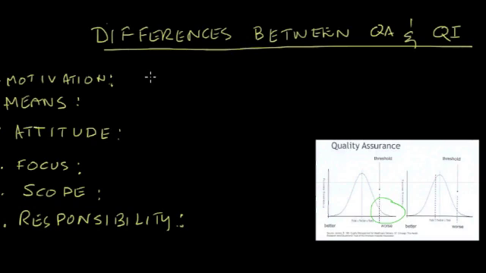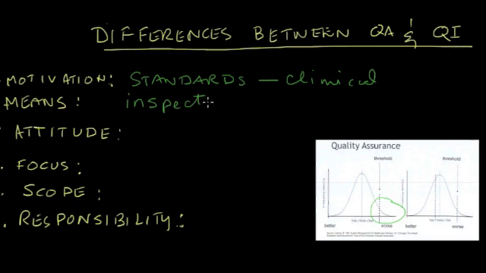So again, the motivation for doing quality assurance is all about focusing on our standards that we create through some kind of fashion. In healthcare, those are obviously clinical in nature in most cases. In terms of means, quality assurance looks at the process in terms of inspection. What do we mean by that? It means that we collect data based upon experience.